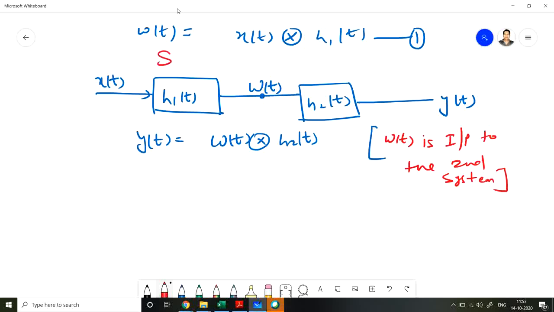So this is system 1, and this is system 2.